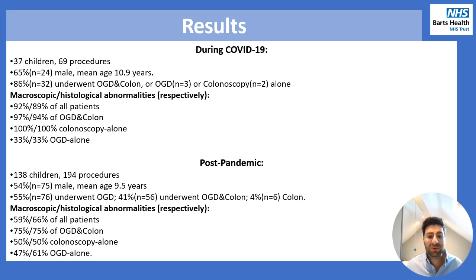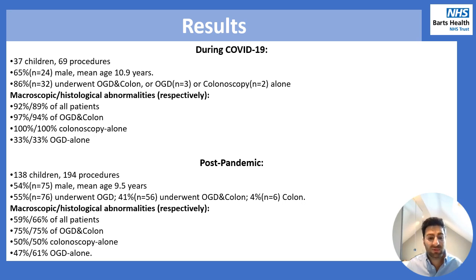This time, the macroscopic and histological abnormalities had reduced. So there were 59% of all patients had macroscopic abnormalities, with 66% of histological abnormalities in all patients. The OGD colon group, however, had 75% and 75% for each. So again, a high rate of macroscopic and histological abnormalities. In the colonoscopy alone group, where again there were small numbers, it was 50-50.